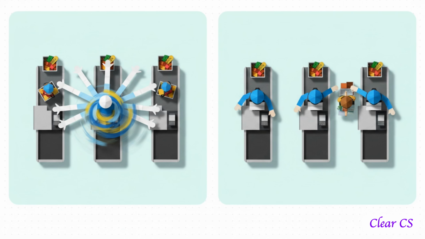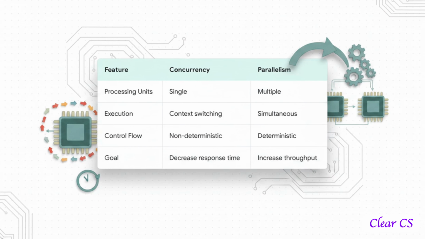Parallelism, on the other hand, is like having multiple cashiers serving multiple customers at the exact same time. It is truly simultaneous execution. Let's break down the technical side of this. Concurrency can actually run on a single processing unit by using that interleaved context switching we just talked about. Because tasks are constantly interrupting each other, the order they finish in is unpredictable. In computer science, we call that non-deterministic. The main goal here is decreasing response time, making sure no single task ever gets completely blocked.